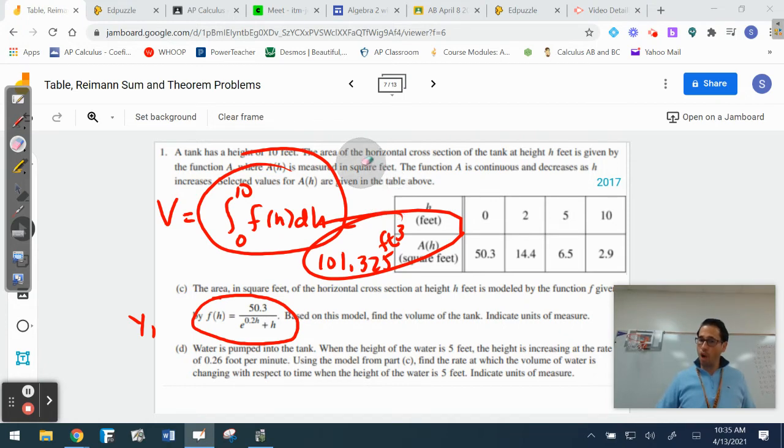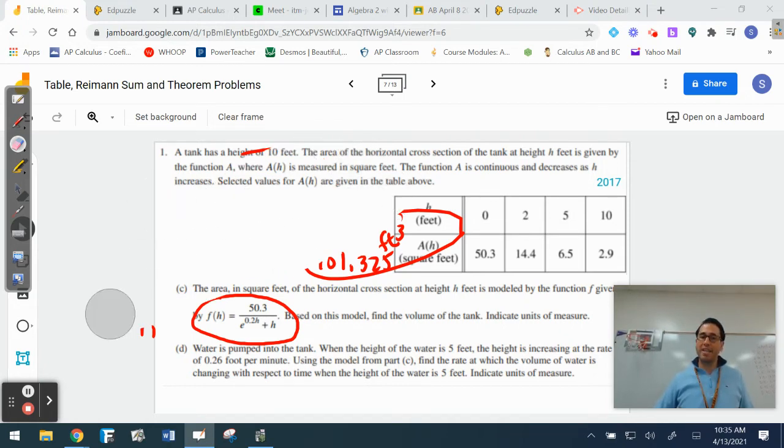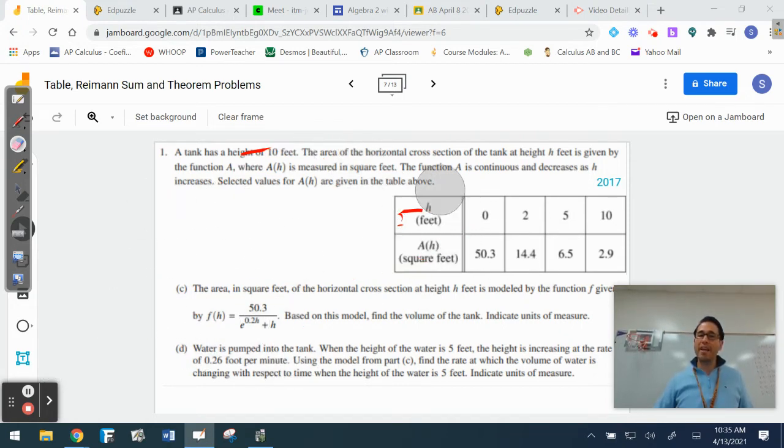Well, it's either discs, washers, or cross sections. And here they give you a cross section and they give you the area of one of the cross sections. So remember, it's just the integral of the area of one of the cross sections. And they give it to us. Nice and easy. All right, part D gets a little bit tougher.